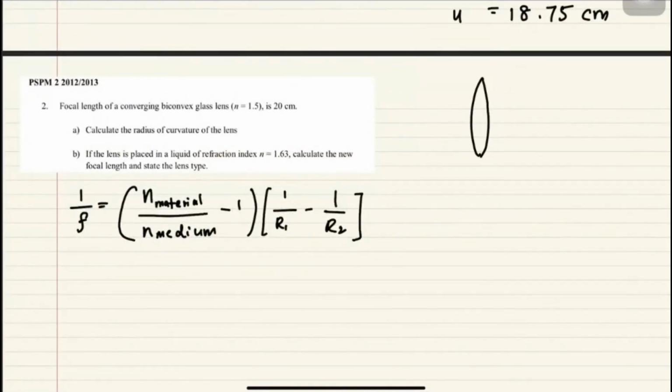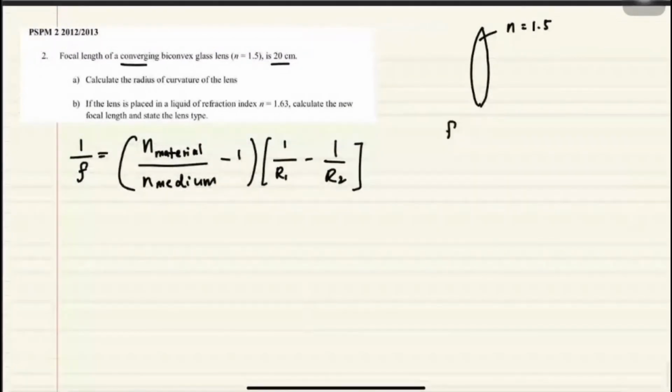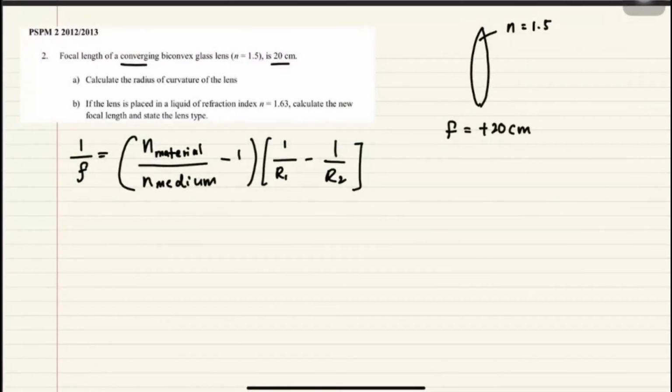Okay, n dia sama dengan 1.5. Focal length dia adalah 20 cm. So dia converge, so maksudnya F dia adalah positif. They ask you to calculate the radius of curvature of the lens. So this would be your R1, this would be your R2. So macam saya cakap, kalau dia beri yang R1 dan R2 ni nilai dia berbeza, then you have to use the values given. Kalau dia tak beri, kita assume dia sebagai satu nilai. Dua-dua tu adalah R. Contohnya R1 ni saya assume dia sebagai R, maksudnya R2 ni pun saya assume dia sebagai R.